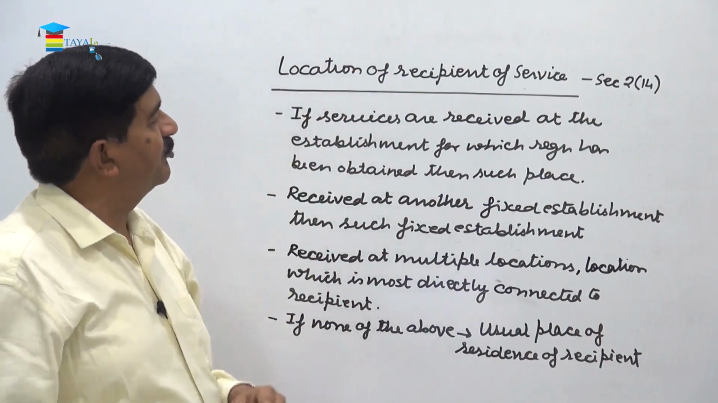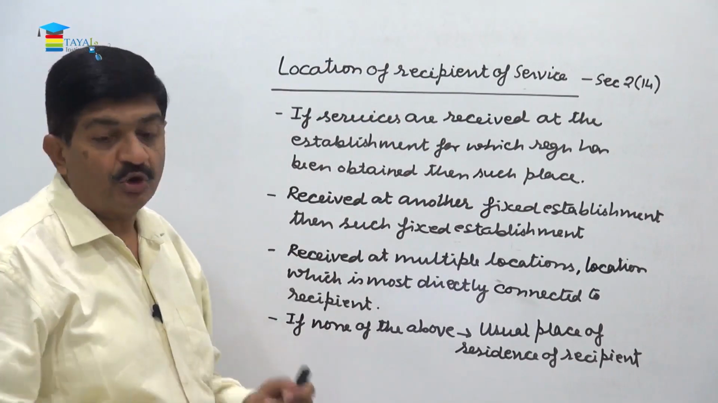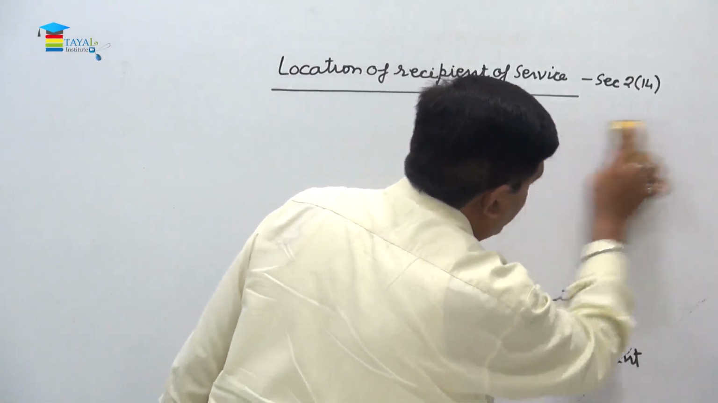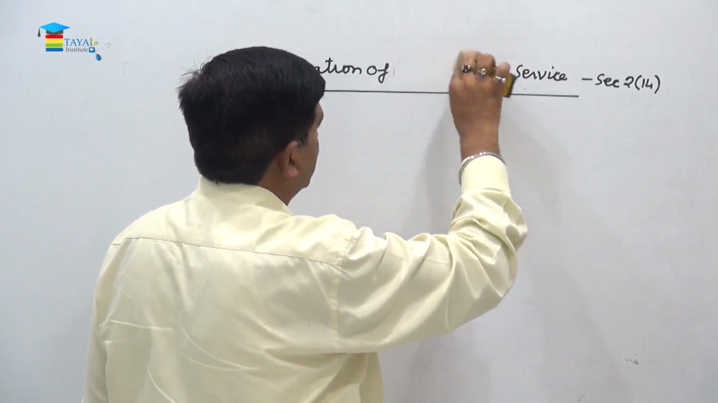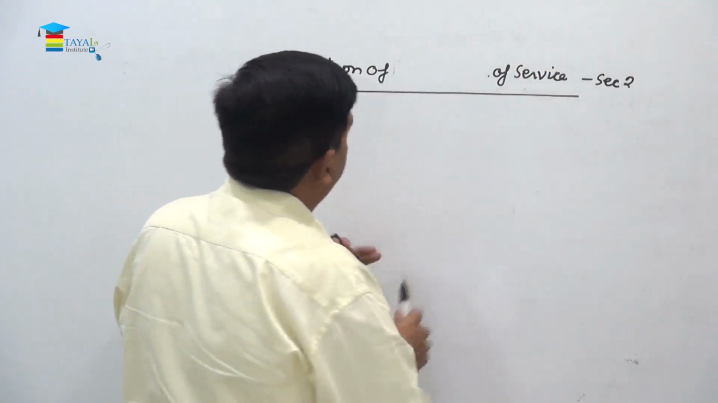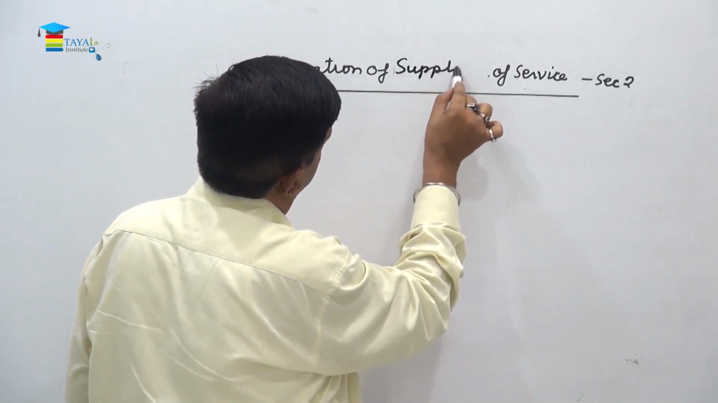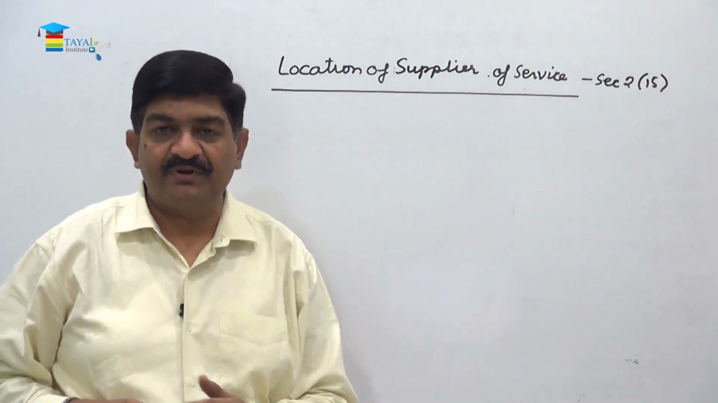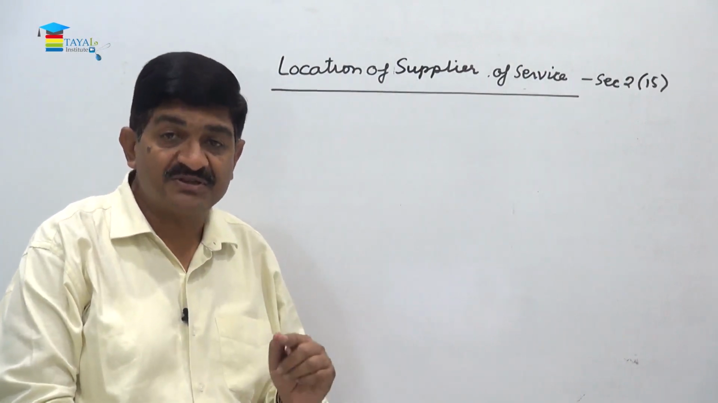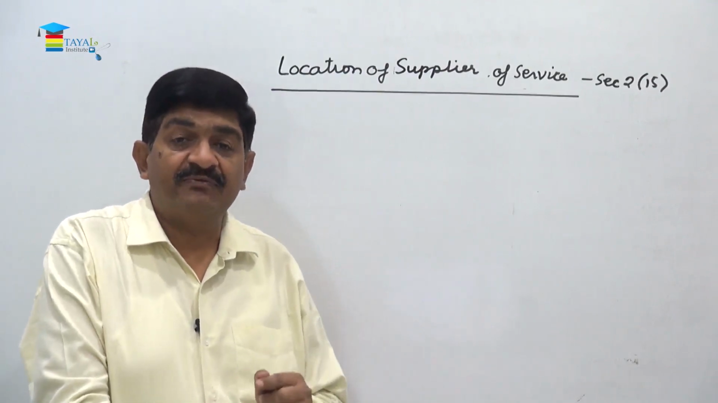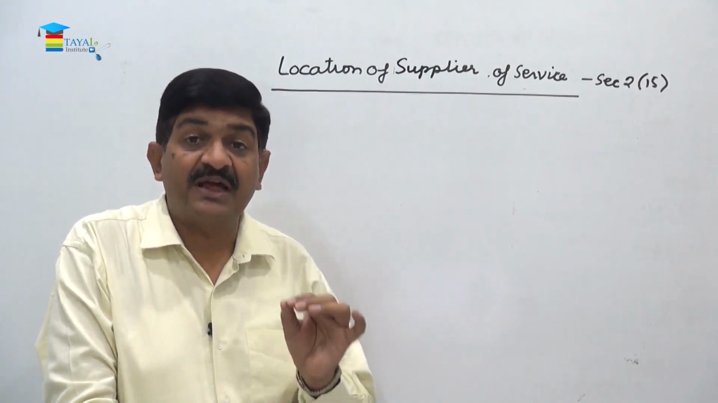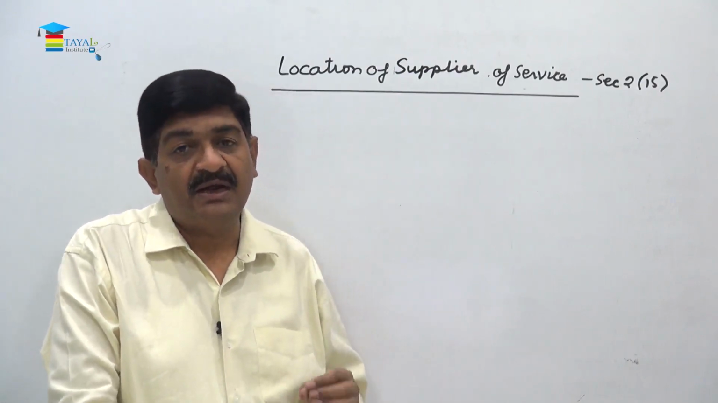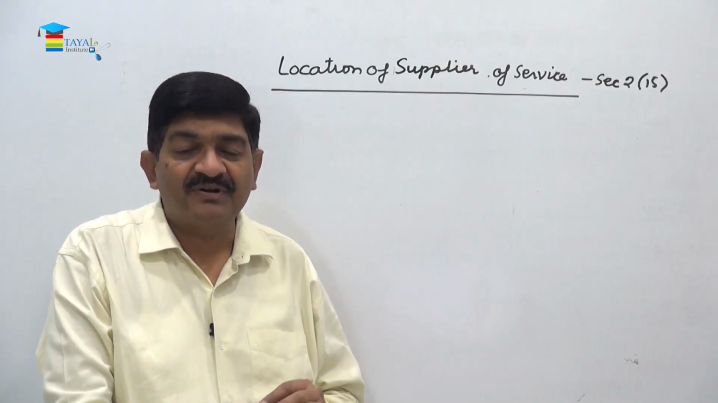Now similarly, we have another definition under subsection 15, that is location of provider or supplier of service. So this we can change, and this will also change. So location of supplier, and this becomes 50. Exactly identical definition: if services are given from the place which is registered, then that location. If services are given from any other fixed establishment other than the registered place, then that fixed establishment. If services are given from multiple locations, then the one most directly connected to the supplier, and otherwise last is the usual place of residence of the supplier.